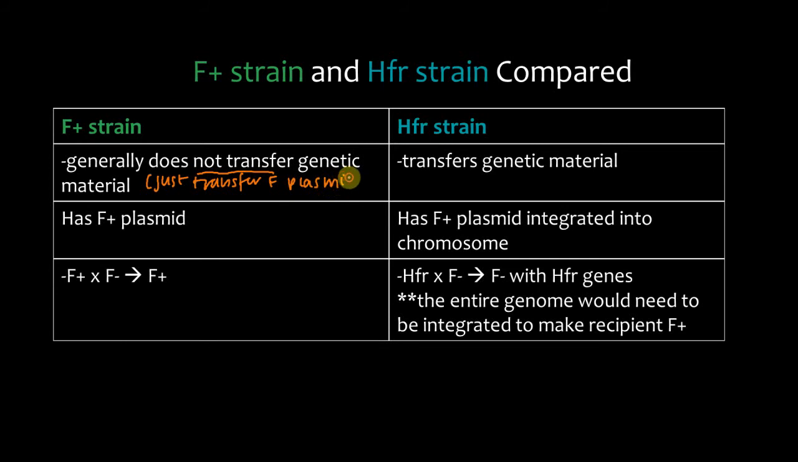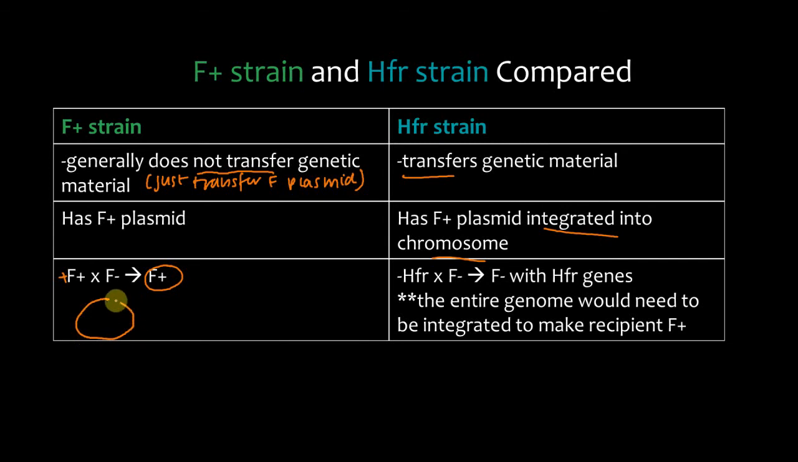Whereas the Hfr strain does transfer genetic material. So the F plus strain obviously has the F plus plasmid, where the Hfr strain has the F plasmid integrated into its chromosome. So the F plasmid hopped into the chromosome and is stuck there. So when you cross an F minus with an F plus, then you end up with both F pluses, right?